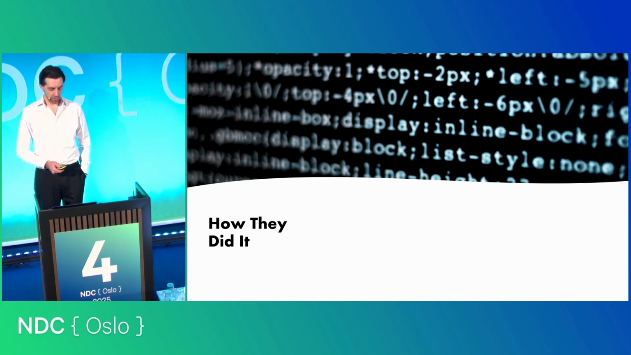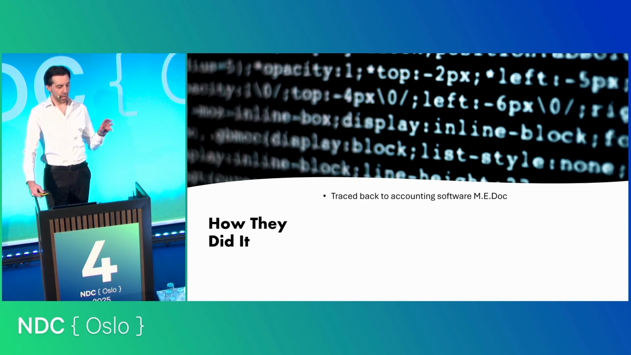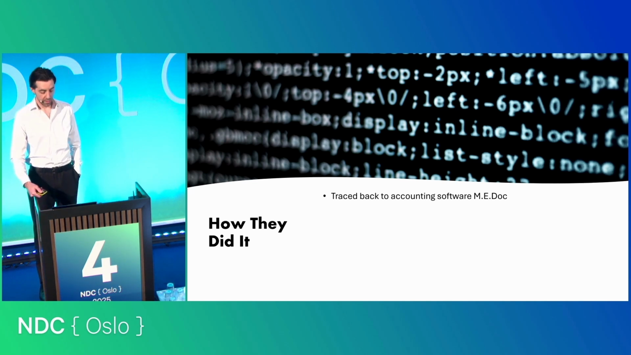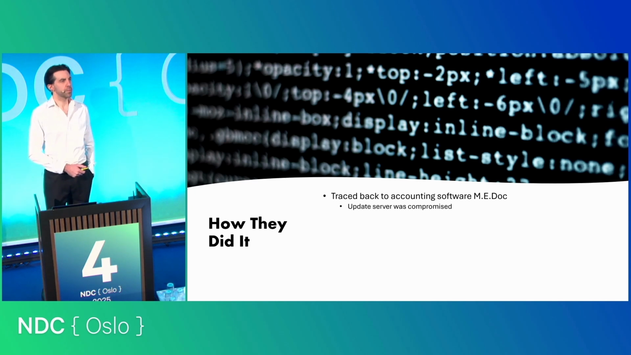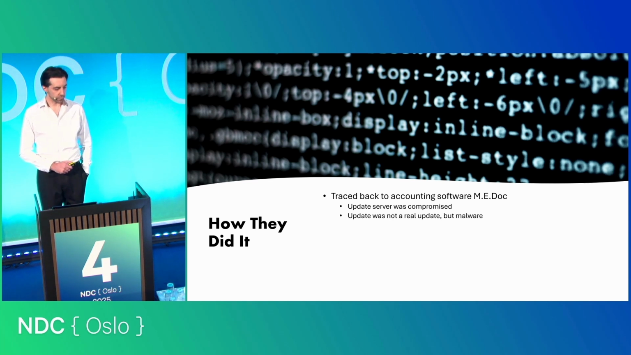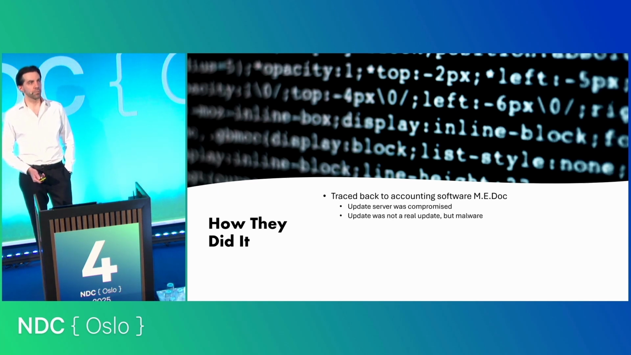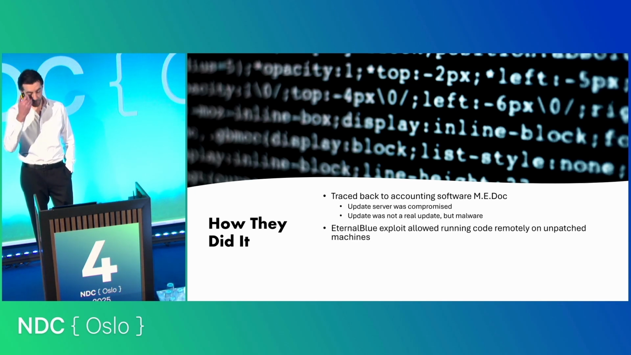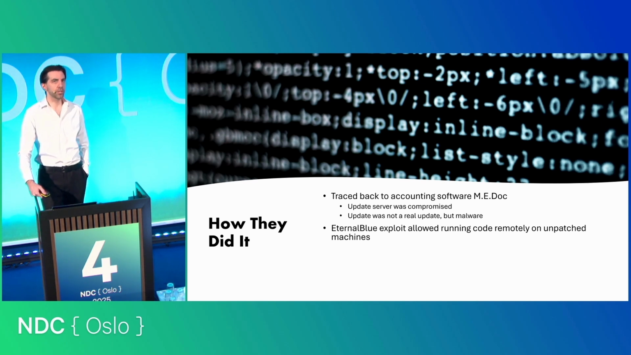And it was done using this archaic piece of accounting software called MEDoc that a lot of these companies used, particularly in Ukraine, which is why it was targeted. And there was an update server for this piece of software that would remotely fetch updates and then install them. And they were able to compromise the update server. So the update was obviously not a real update, but instead they pushed some malware onto these computers running this old software. And they managed to use a couple of exploits that were known in Windows at the time, but that they had not patched in their machines.